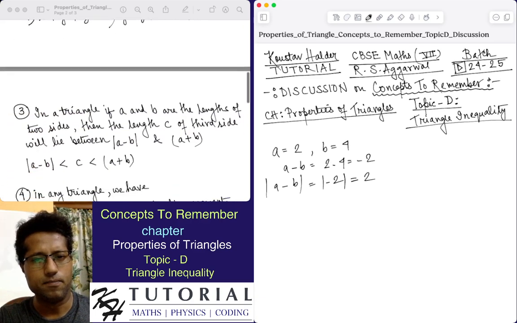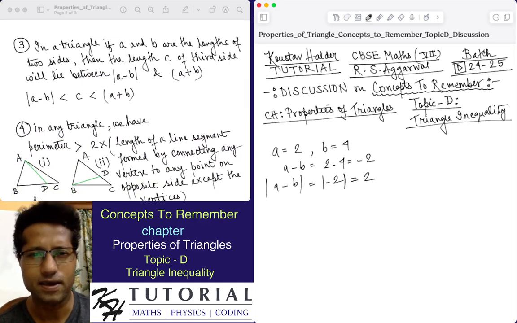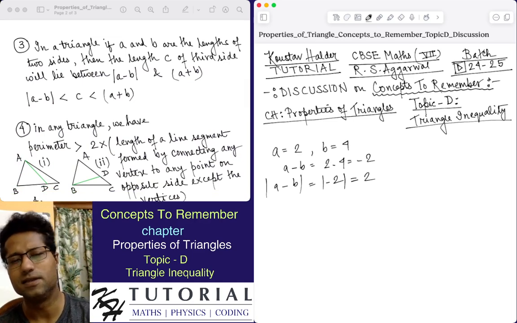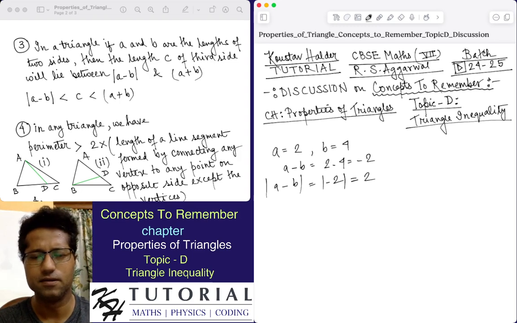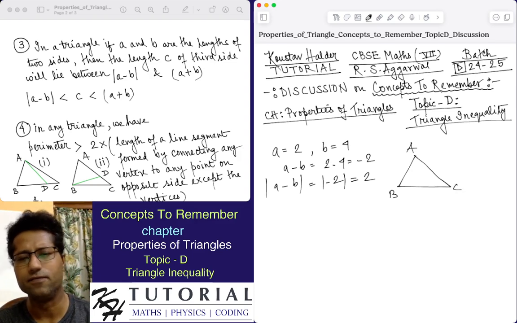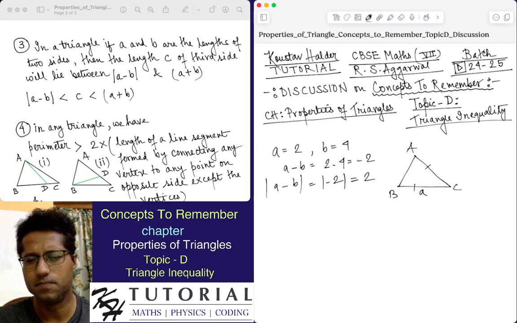Okay. Point number 3 says that in a triangle, if A and B are the lengths of two sides, then the length C of the third side will lie between modulus of A minus B and A plus B. So if you have a triangle ABC, and we are given only the length of two sides, A and B, let's say this will be A and this will be B.